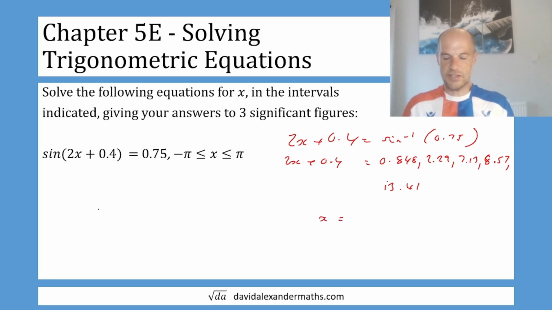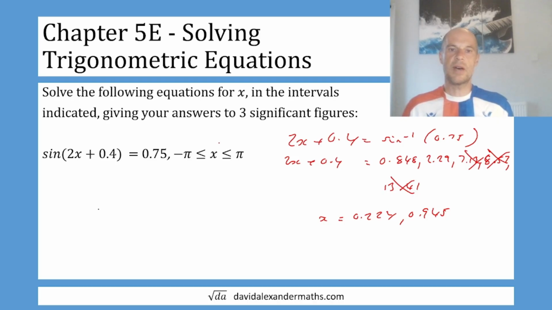So I'm going to do that to the first one. So 0.848, take away 0.4, and then divide that answer by 2. I'm getting 0.224. Well, that's definitely within range. 2.29, take away 0.4, divide that by 2. I'm getting 0.945, also well within range. And 7.13, take away 0.4 and then divide that by 2. I'm getting 3.36, which is too high. So I might as well forget the 8.57 and the 13.41.